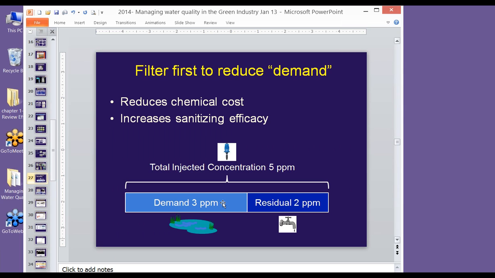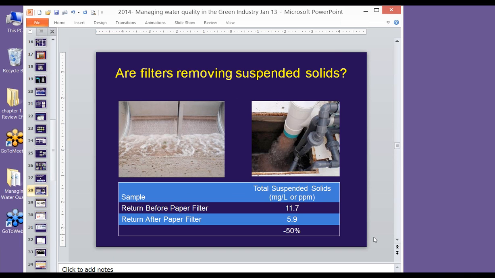It's very important, and I'm going to emphasize this many times because it has to be at the core of water management, that we filter first to reduce the demand of sanitizers. That's going to help reduce chemical costs and also increase sanitizing efficacy. Sanitizer demand can be explained with this picture. If we inject a total concentration of 5 parts per million, and then measure how much is left, that's called the residual. So we have a residual of 2 parts per million, which means there's a demand of 3 parts per million. If we filter, we're trying to reduce that demand, and therefore apply less initially and also have more residual if possible.